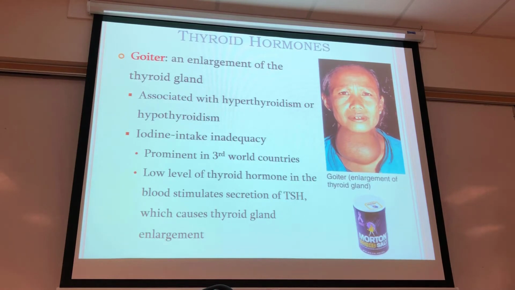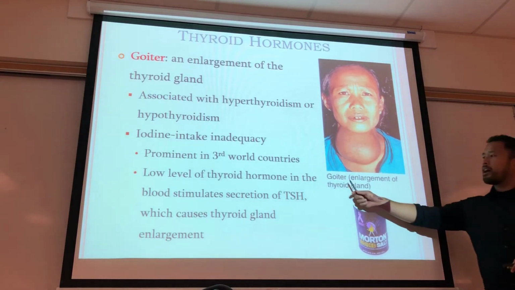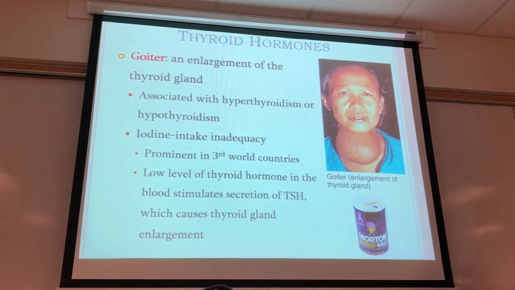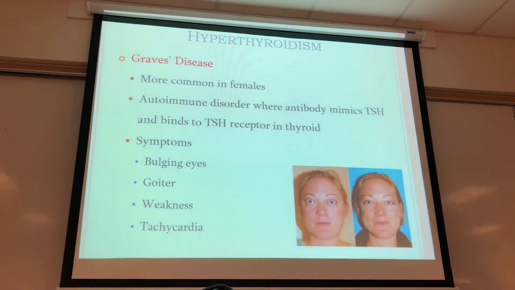So with that, we saw reducing the incidence of goiter and a better quality of life. Okay. So let's start to take a look at hyperthyroidism. And the most common one is called Graves' disease. And this Graves' disease is actually more common in females. You get more of it.